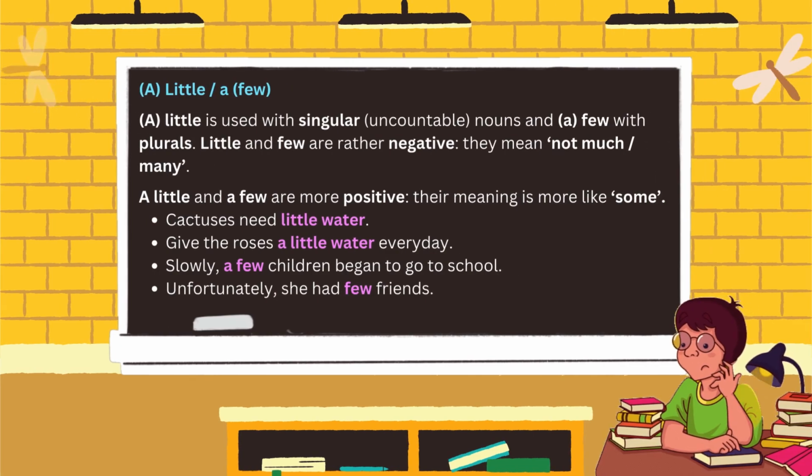A little, a few. A little is used with singular, uncountable nouns and a few with plurals. Little and few are rather negative. They mean not much, not many. A little and a few are more positive. Their meaning is more like some.